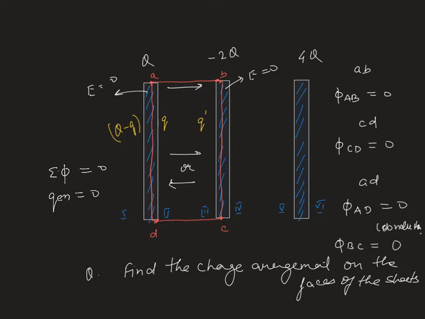And this leads us to the most interesting result in this problem. If the enclosed charge is 0, you can see the enclosed charge inside the surface is basically q plus q dash. And if it is equal to 0, we have q dash is equal to minus q. And this is what brings us to our most fundamental result of parallel plates.